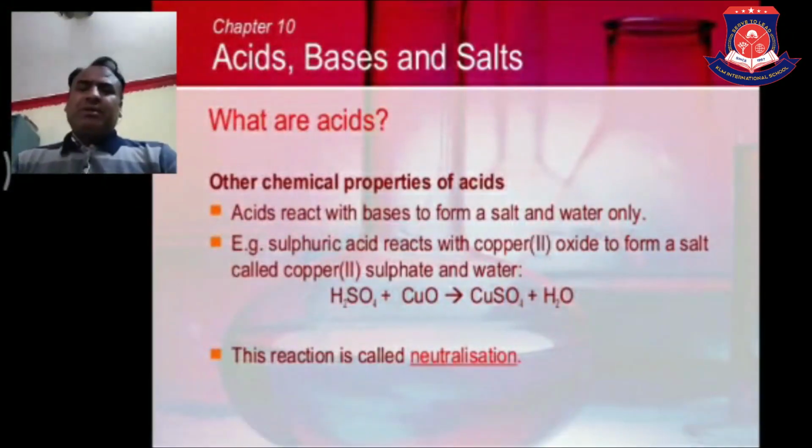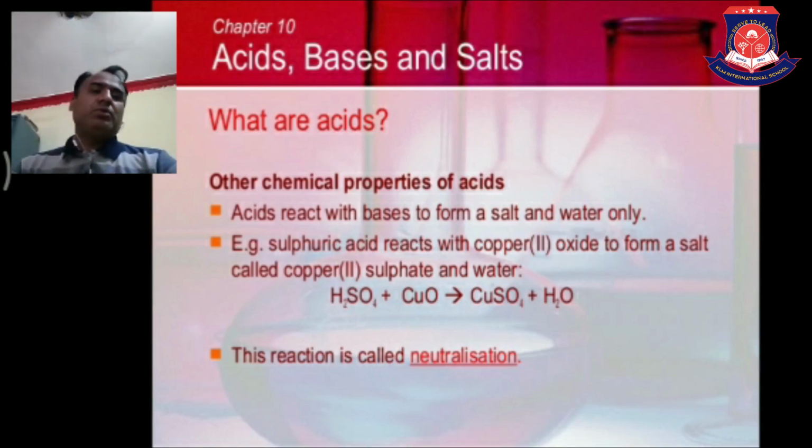Now, other chemical properties of acids. Acids can react with bases. They form salt and water. Acids can react with metal oxides, like copper oxide, magnesium oxide, you can take an example of any metal oxide. In this particular slide, H2SO4, an acid, reacts with the metal oxide and produces salt and water. This reaction is called neutralization.